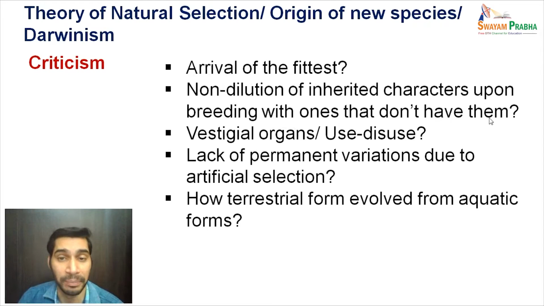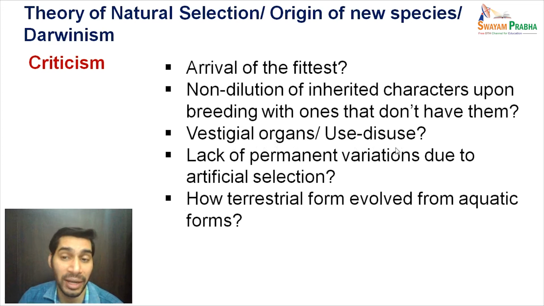Then, non-dilution of inherited characters upon breeding with the ones that do not have them. So, if an individual has a desired trait or inherited trait, if it is bred with another individual which does not have that, why is there no dilution of these characters in the further progenies or offsprings? Darwin could not explain this. He could also not explain the existence of vestigial organs or the use and disuse which Lamarck proposed.